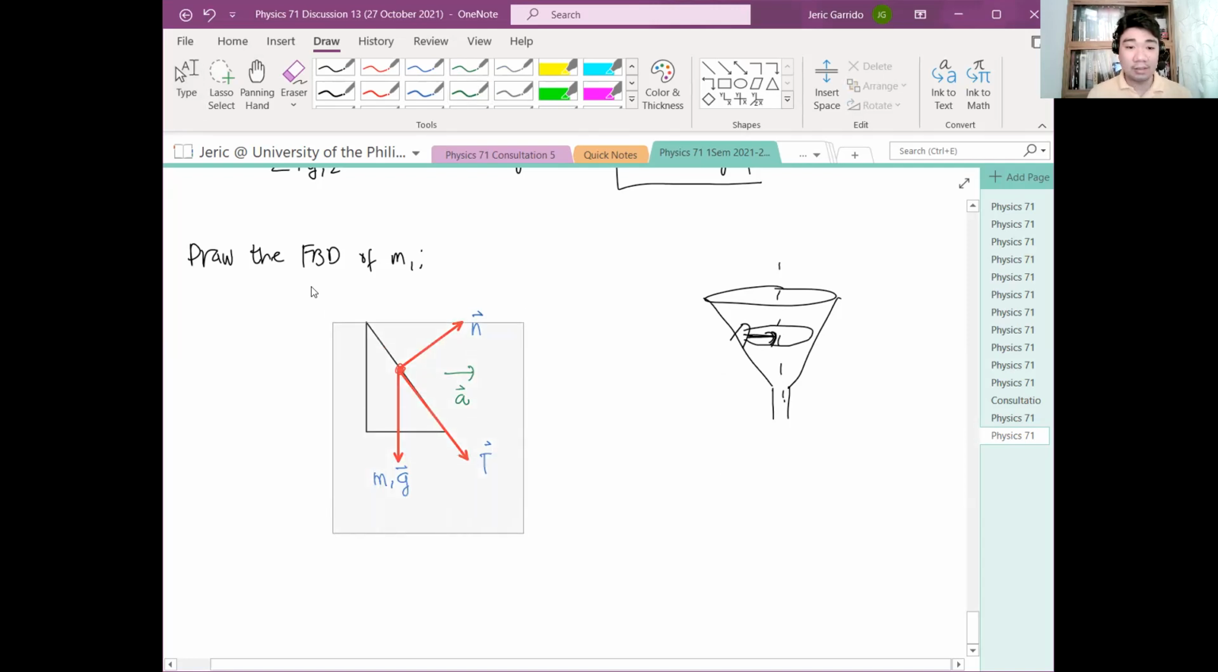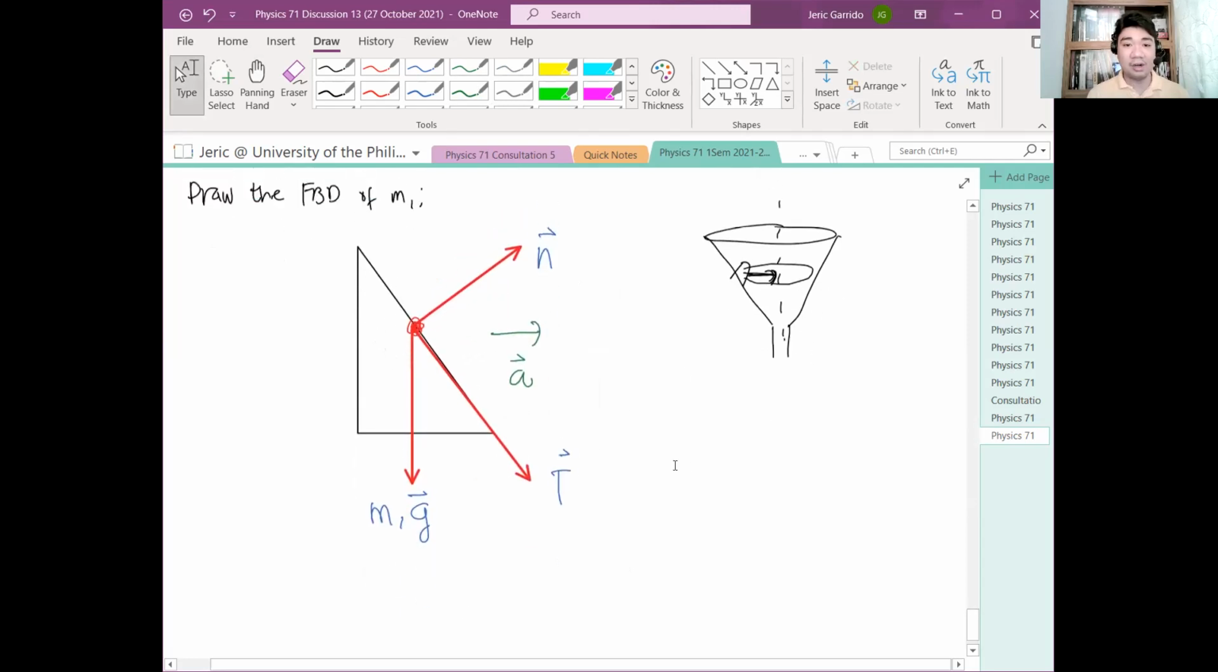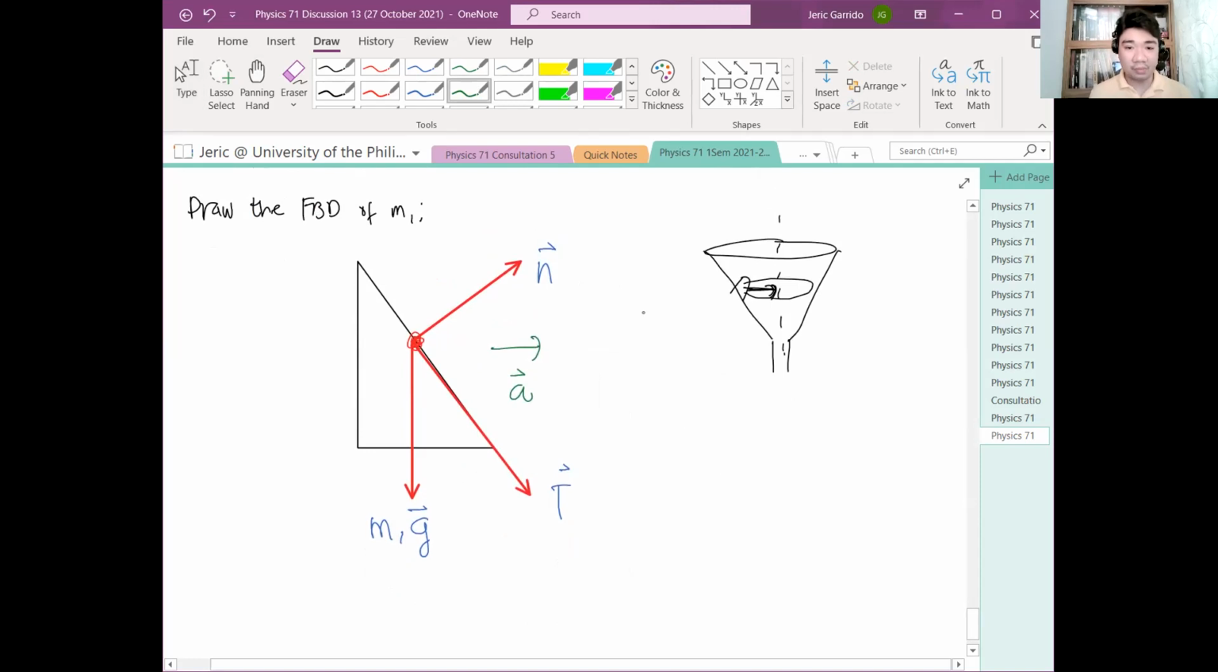Now, since I will use this diagram, I will enlarge it for us to have a clearer view of what will happen. I'll just place the center of acceleration in this direction, maybe in here. So the direction of the acceleration is that.